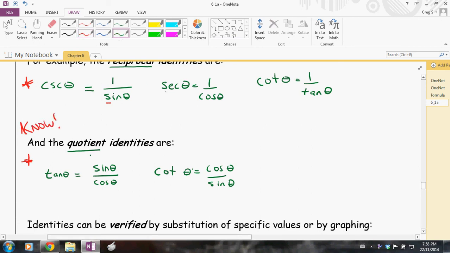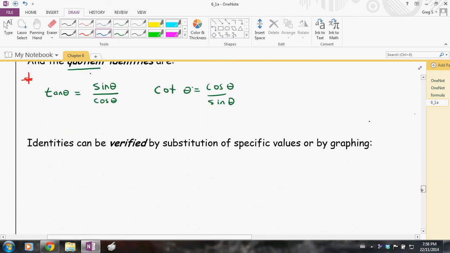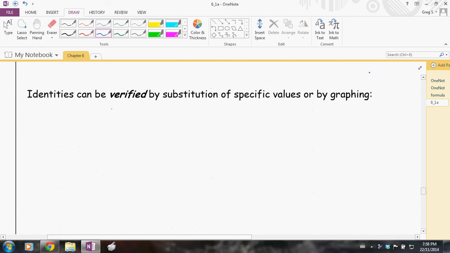Alright. Okay, so I'm going to switch to blue now. We can verify identities by substituting. So to verify, what does that mean? Verify means to show that the identity is true. Now it's not really a proof, and you'll see why in a second. The first way to verify is substitution.